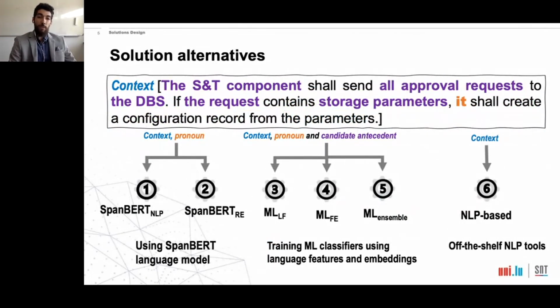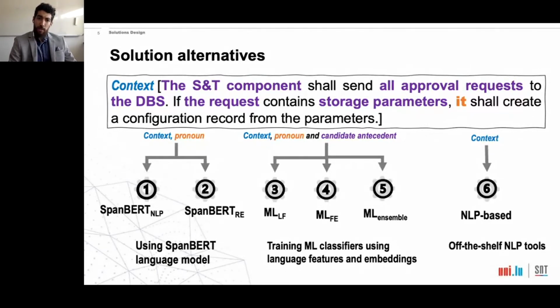The first 2 are based on SpanBERT, which is a language model, a variant of BERT optimized for span selection. The first one, SpanBERT NLP, is fine-tuned on a large NLP dataset. The second one, SpanBERT RE, is basically the SpanBERT NLP fine-tuned again on a smaller RE dataset. The inputs of these models are context and pronoun pairs. The outputs are text spans, which are the antecedents, with prediction probabilities for each.